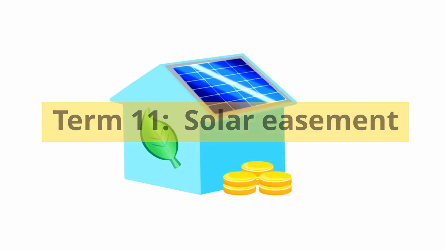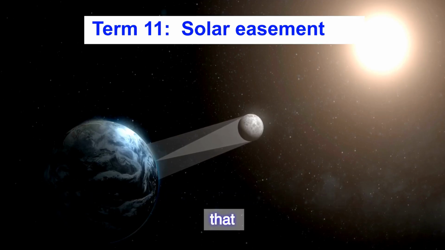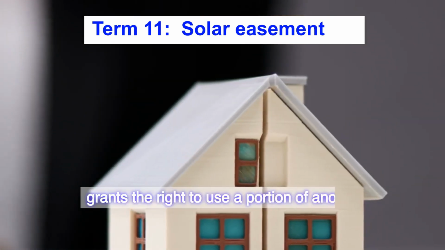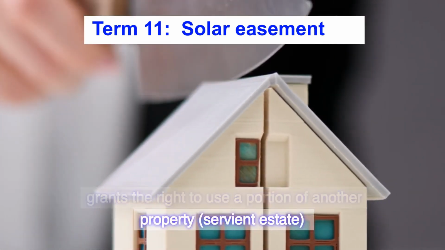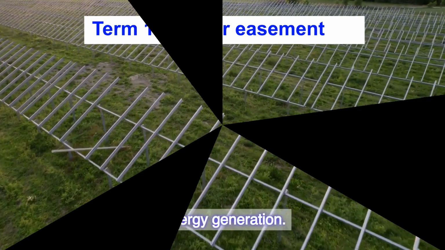Term 11. Solar easement. A solar easement is a specific type of easement that grants the right to use a portion of another property, servient estate, for the purpose of collecting sunlight for solar energy generation.